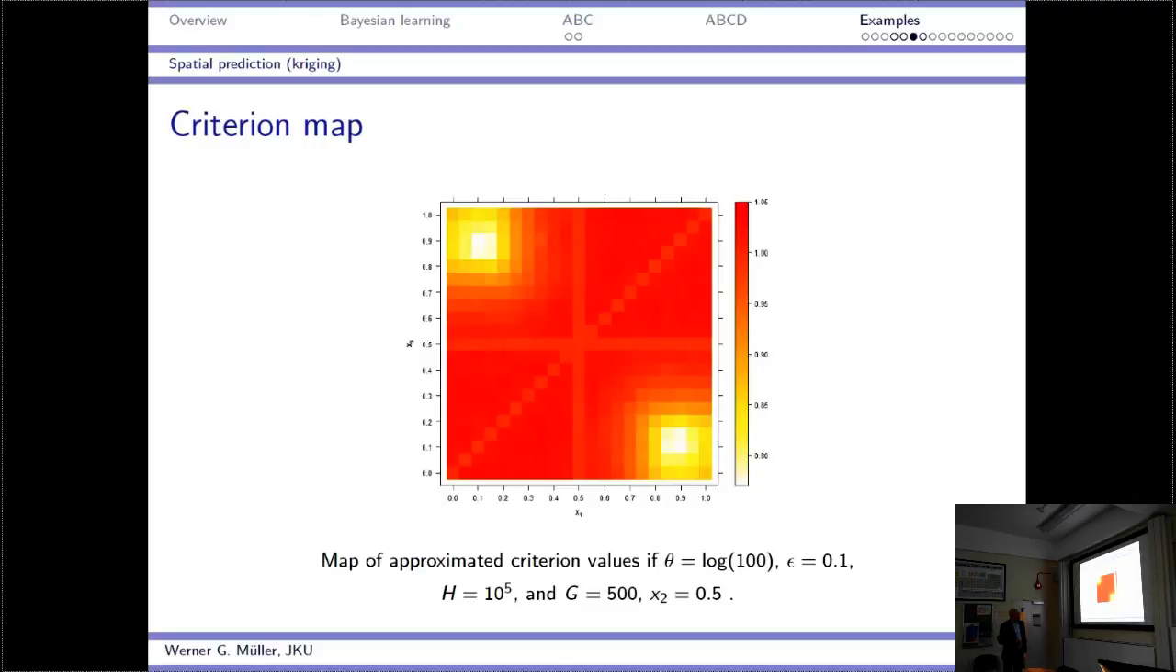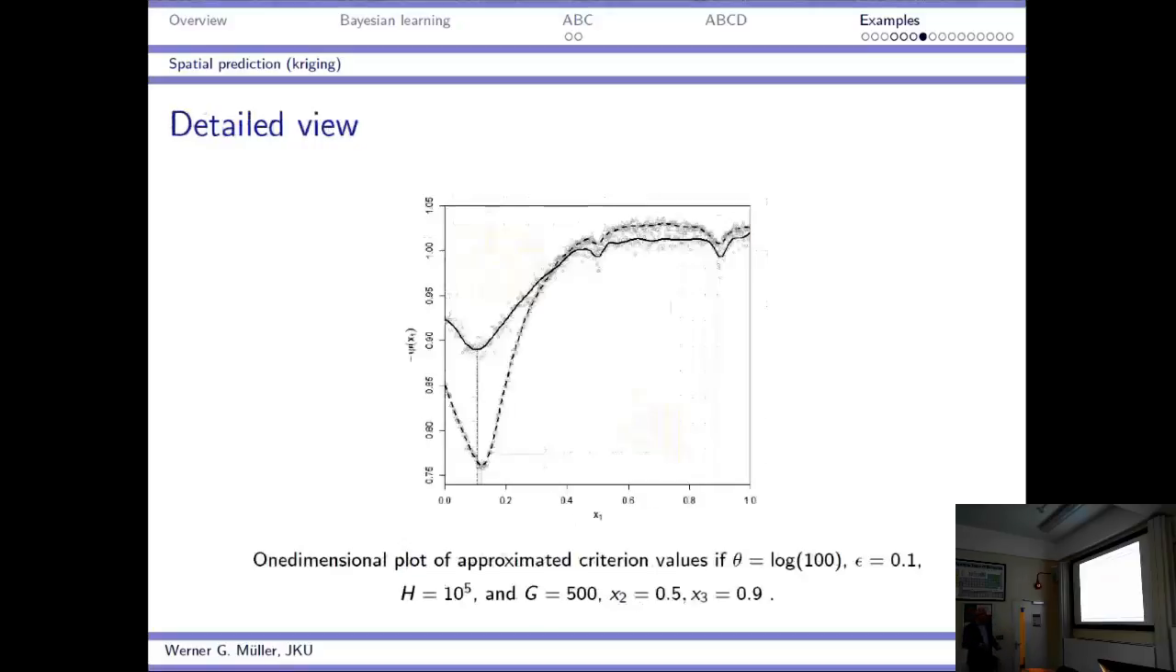So this is taking care of it. We can take a closer look. If we fix another point, x2 somewhere here, and we look at a one-dimensional representation of it, the one-dimensional representation is here.